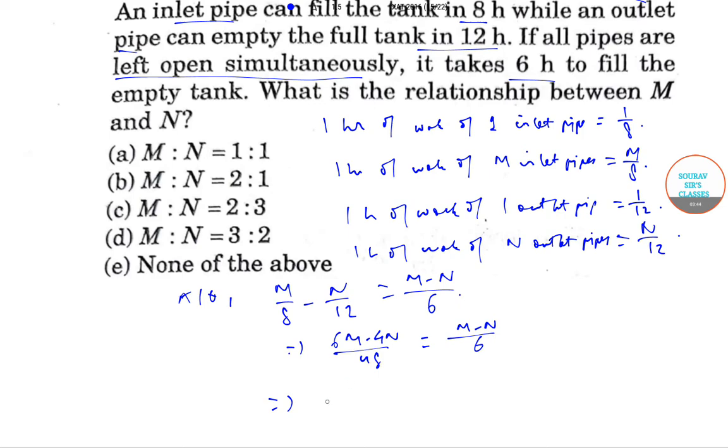or 6M minus 4N equals 8, or 2M is equal to 4N. And from here we get M by N is equal to 2 by 1. So the ratio is 2:1, that is option B.